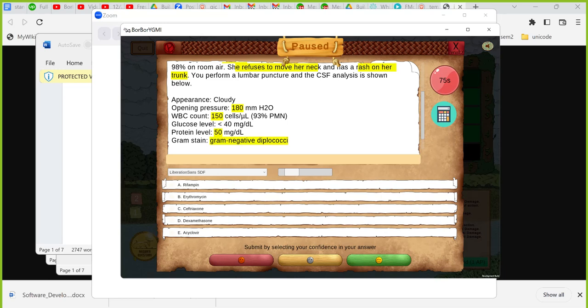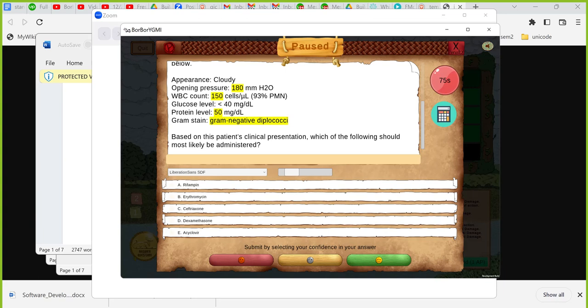And also with a bacterial infection, you get protein is high. You get low glucose, which is classic for bacterial. And white blood cells. Opening pressure will be high because bacteria takes up space in your CSF, right?